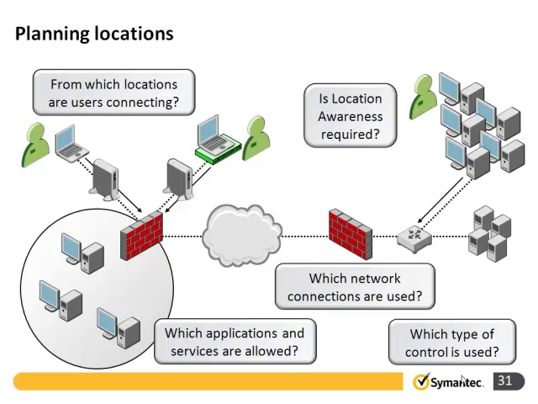For servers and desktops, they don't tend to move around, so therefore they may well only need the one default location of Office. Which network connections are used? Could be Ethernet, could be wireless. Which applications or services are allowed, and do they need to change depending on whether or not you're running from the office or remote? And what type of control is to be used? It could be that when the location changes to be remote, they become under client control.